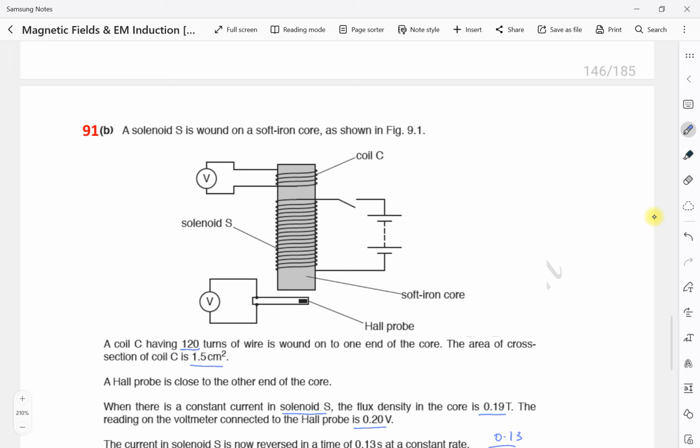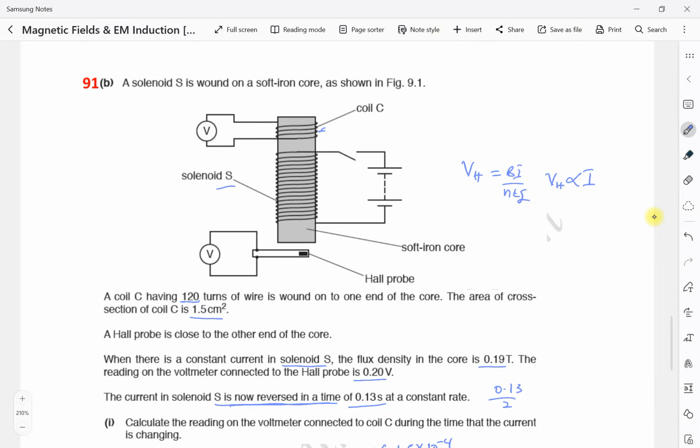Remember, the induced EMF is directly proportional to the rate of change of magnetic flux linkage, which is also proportional to the rate of change of the current in solenoid S. So the induced EMF here is directly proportional to the rate at which current in solenoid S changes. The voltmeter connected to the Hall probe here at the bottom indicates the Hall voltage, and since we know that VH is equal to BI over NTQ, it means VH is directly proportional to the current I.